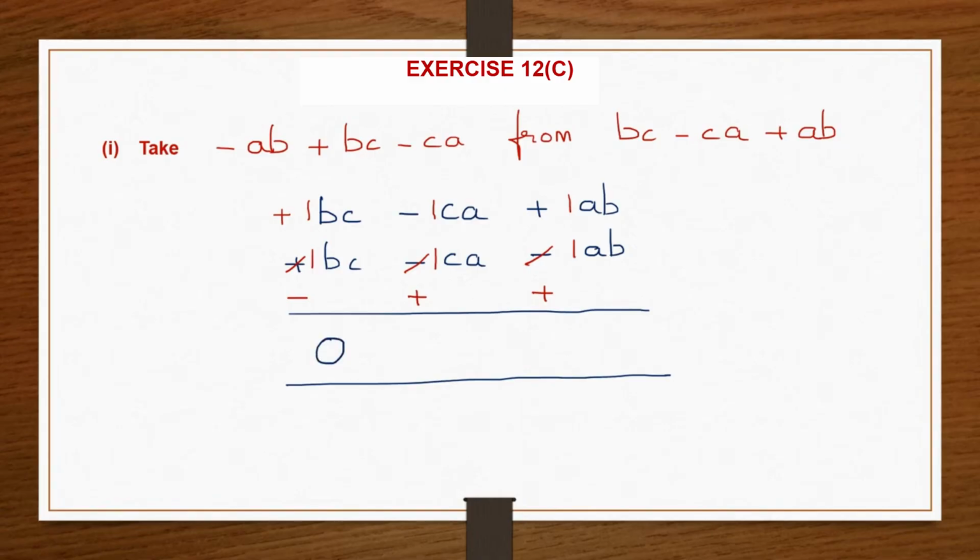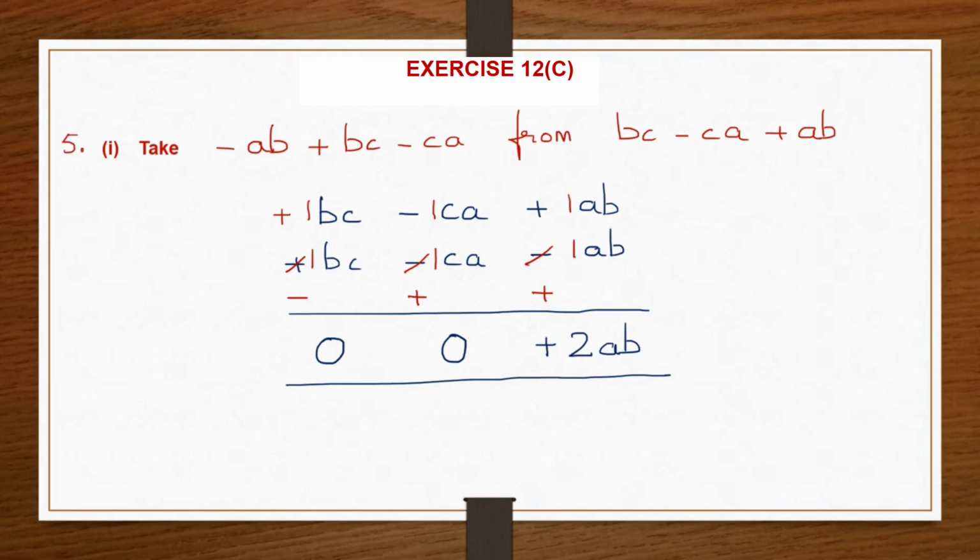Now let's go to the second term, that is CA. Here also signs are different, minus and plus. Again we have minus 1 plus 1, which is 0. Let's go to the third row, third column, AB. Both are plus signs, so we have plus 1 and again plus 1. Signs are the same, so put the same sign and add. 1 plus 1 is 2, 2AB.